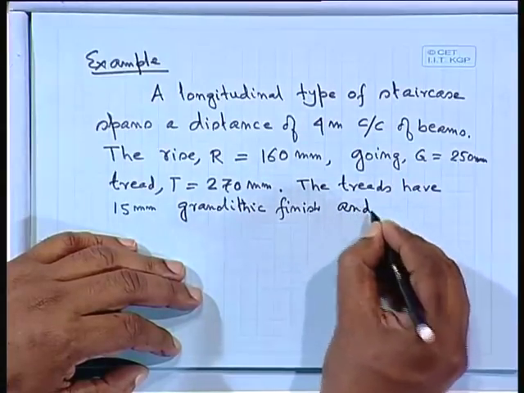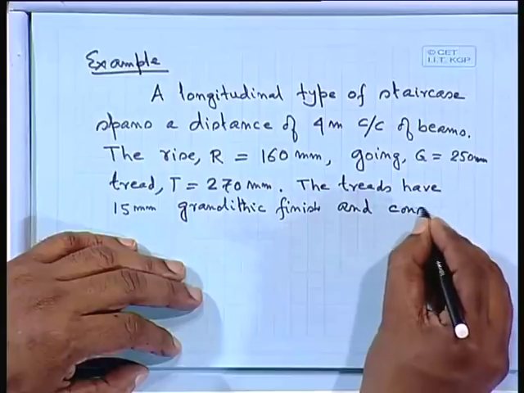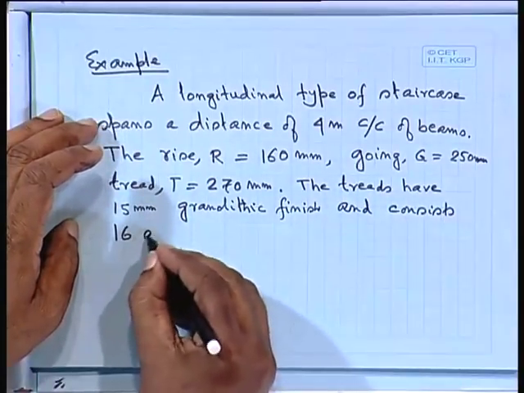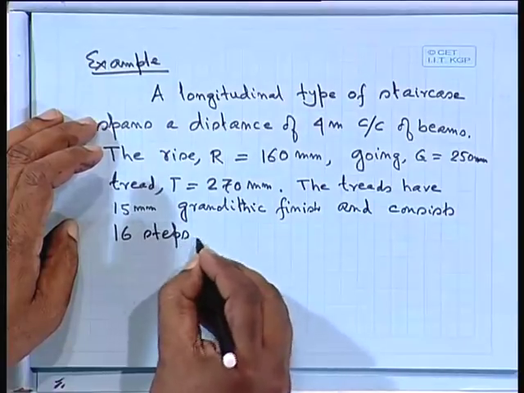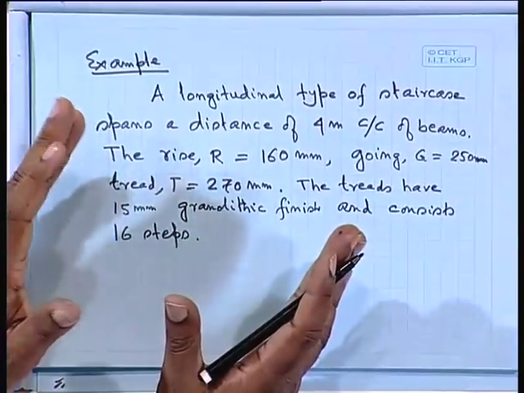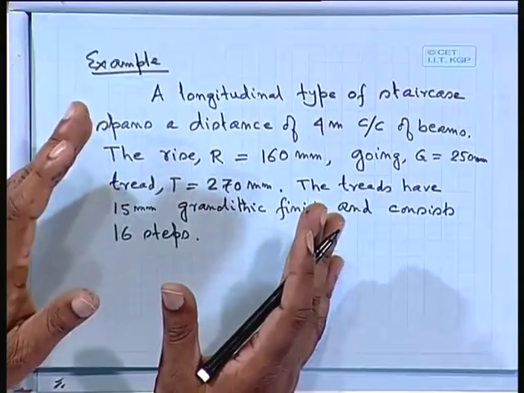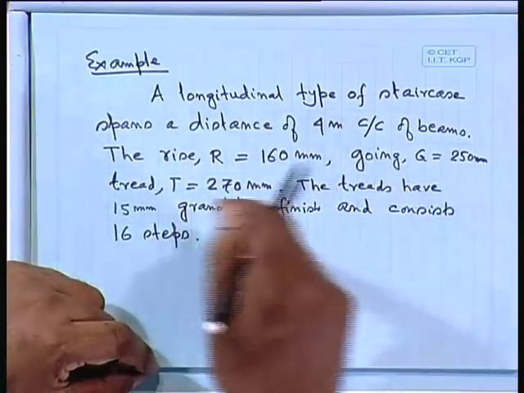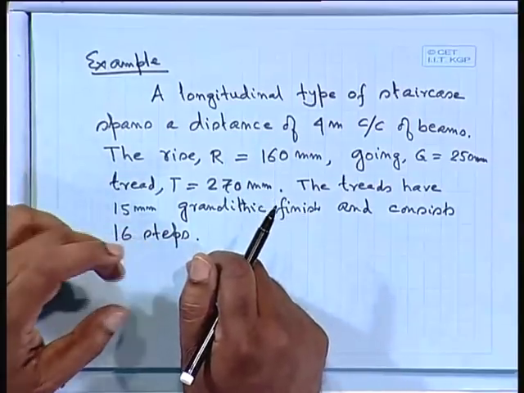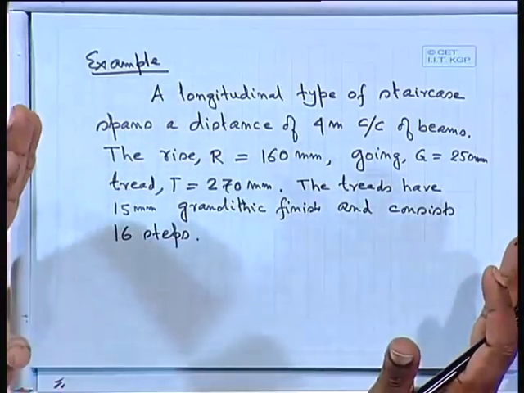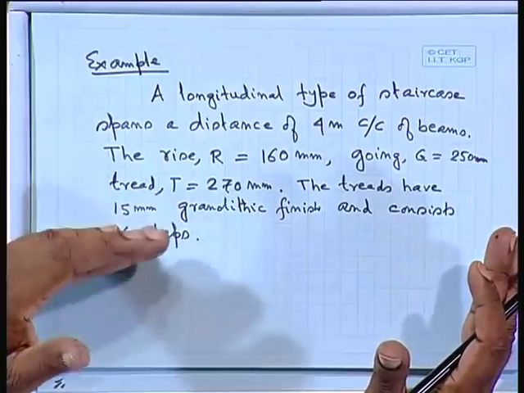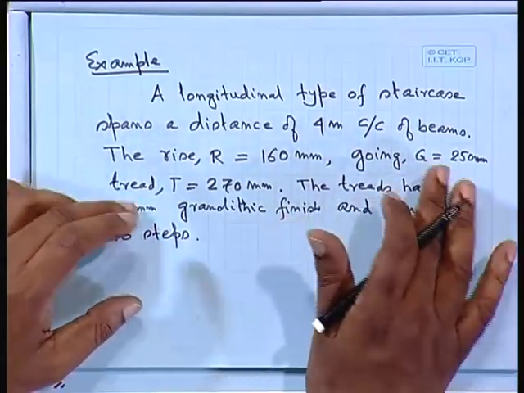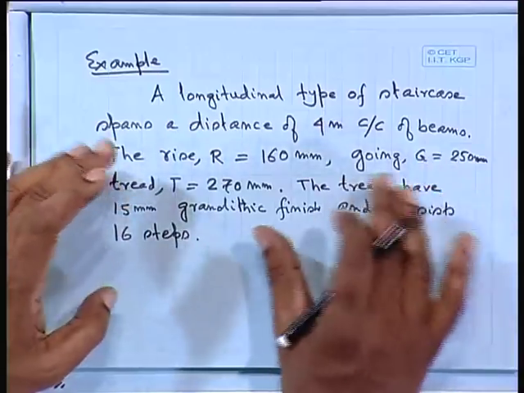and consists of 16 steps. We are specifying all those things, but for an actual problem in a building design, we have to specify this 160 millimeter rise, going, tread, or the number of steps that you have to calculate depending on the floor area, floor length, and also the height. So, that also you have to suitably adjust and provide, but here we are specifying.